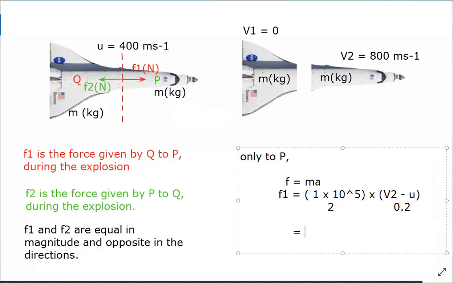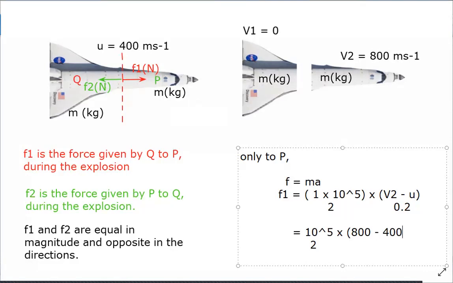So 1 into 10 to the power 5 means 10 to the power 5, divided by 2, multiplied by V1. What is V1, dear? Somebody please tell me. V2. What is V2, dear? If you give me the 800 meters per second. Yes, 800 meters per second. What is U? 400 meters per second, sir.